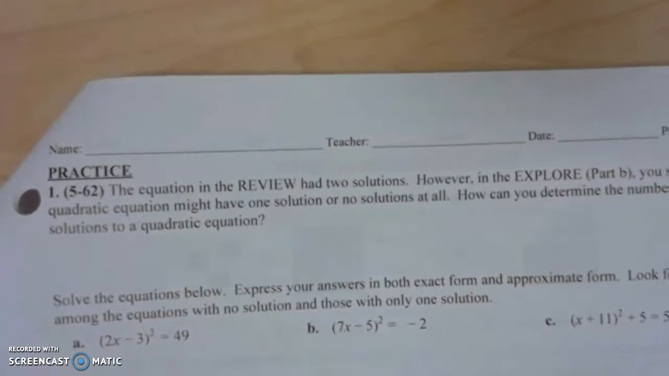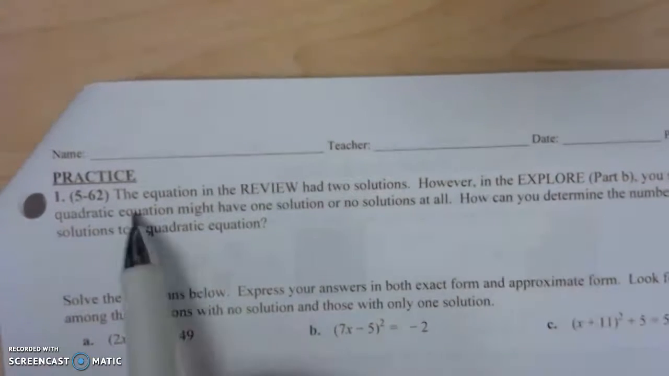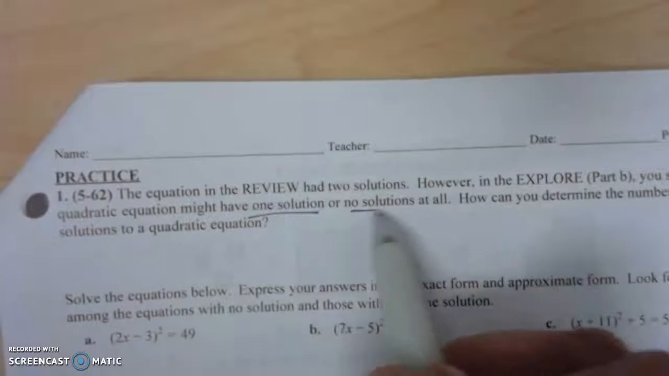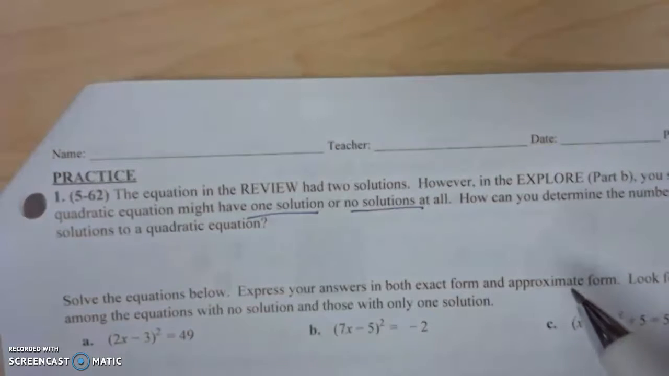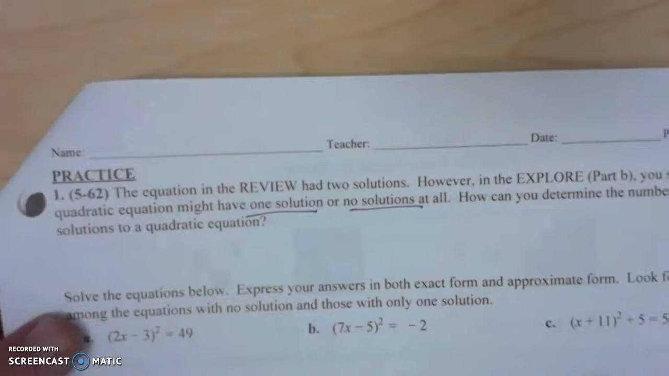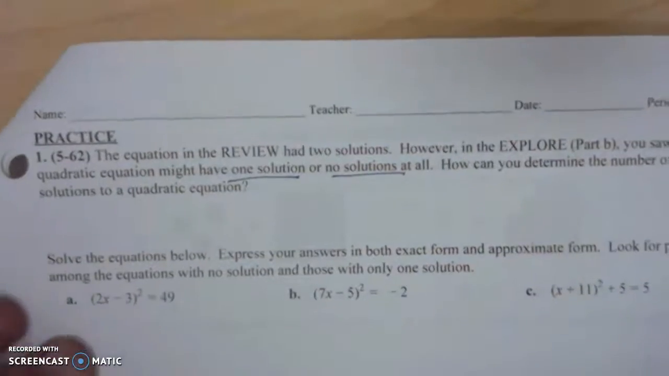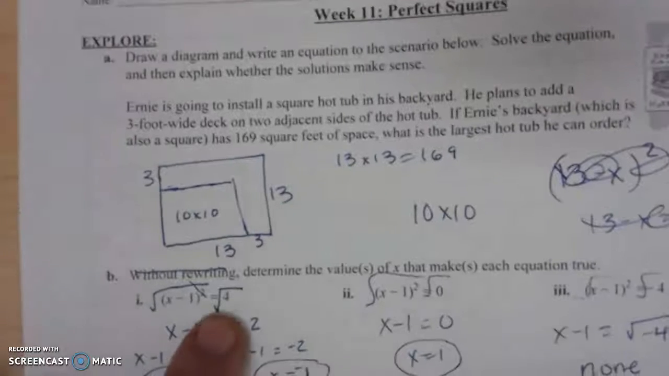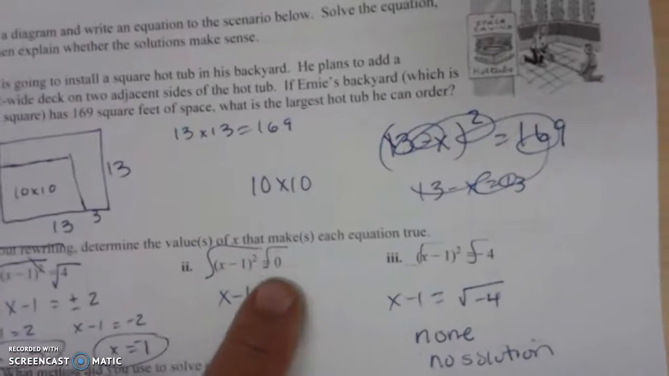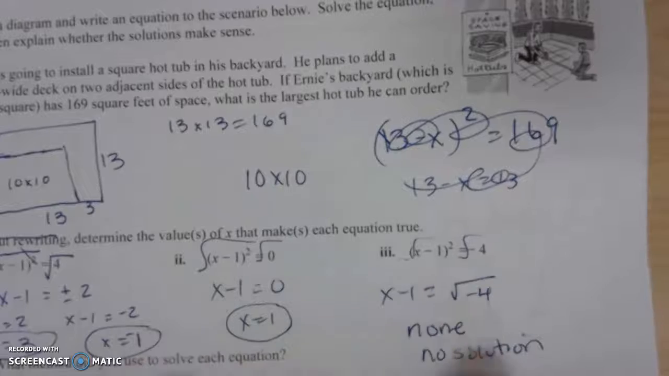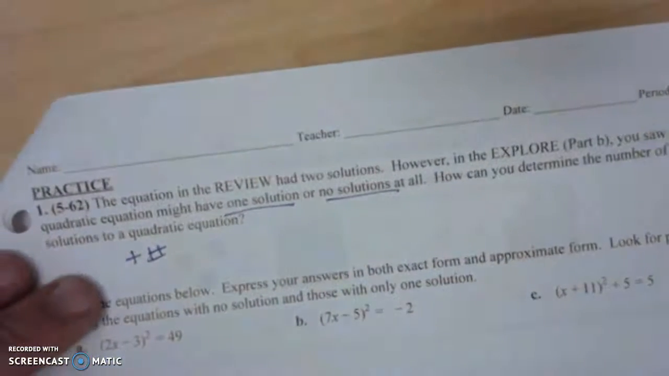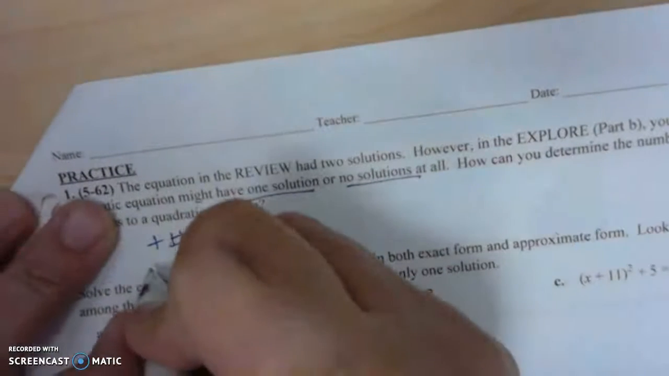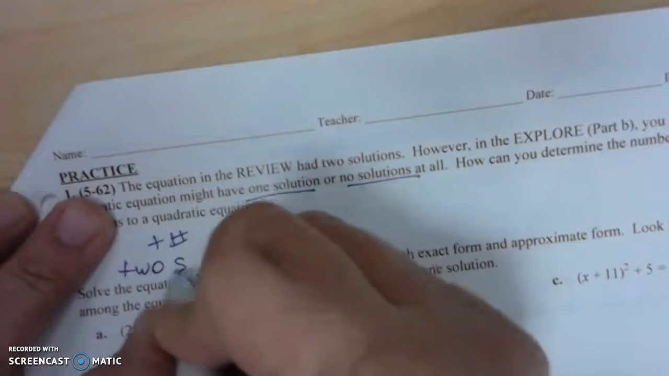So notice our review. We saw that a quadratic equation might have one solution, no solutions, or two. How do you determine the number of solutions? Well, what we notice is that if it was a positive number, let's go back and look right here. See, we had the positive number 4, I had 2 solutions. I had the number 0, I had 1 solution. Then I had a negative number, and that meant no solution whatsoever. So that's what we're going to just write up here. If it equals a positive number, it's going to have 2 solutions.